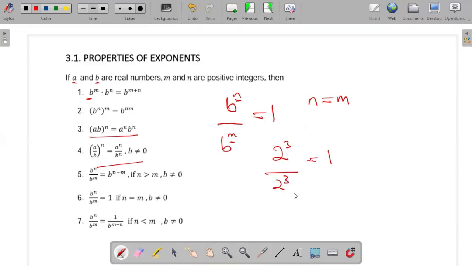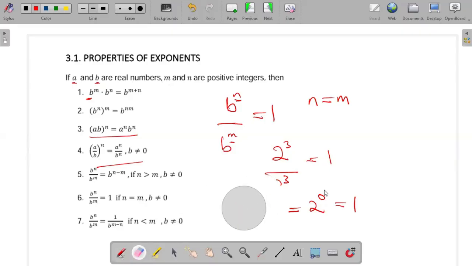And of course, I can show this using the property which we've just learned. We keep the base 2, and then in the numerator we have 3, and in the denominator we have 3, so we're subtracting 3, and this gives us 2 to the power 0. And we learned at the beginning that any number raised to the power 0 will just give us 1, which is the one which we have here. So that's what that property is stating.